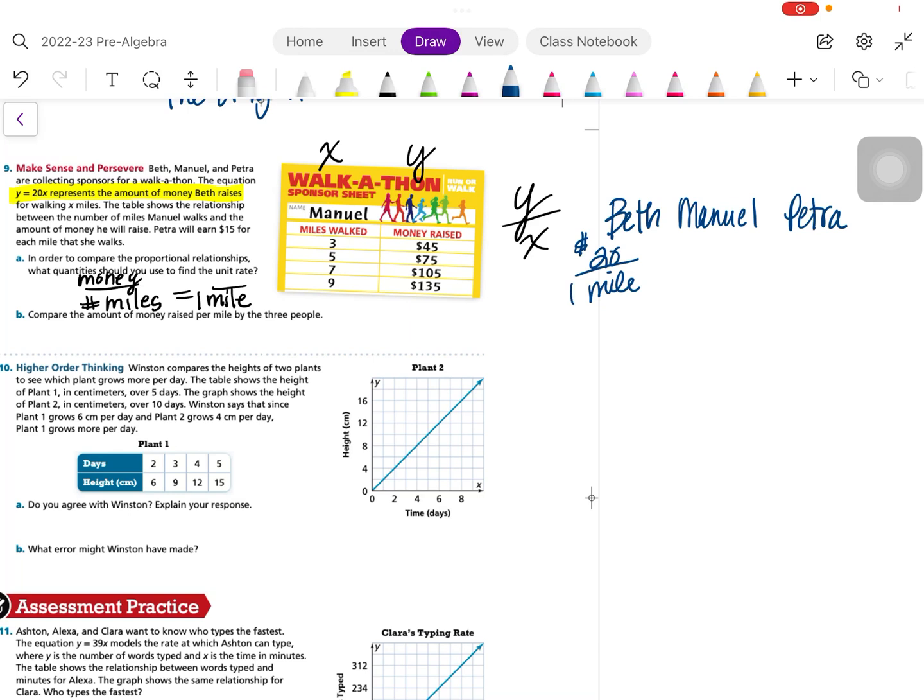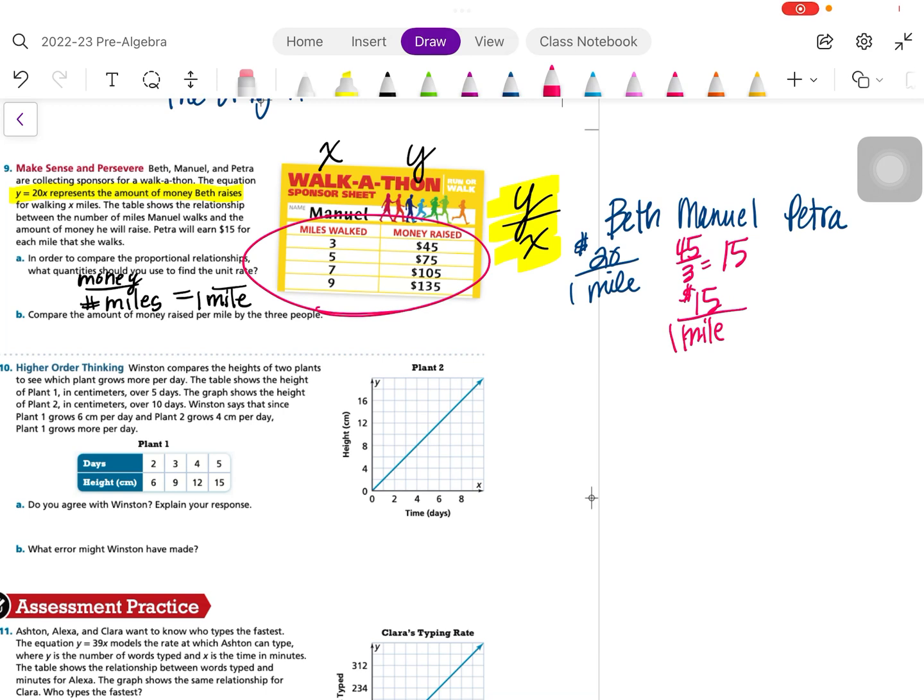Okay, let's go to Manuel. Manuel is represented in the table over here, okay? So this is Manuel right here in the table. He is raising $45 for 3 miles, $75 for 5 miles, so on and so forth. So remember, for a table, we're going to use our equation, y over x. So Manuel, we can use the first value that we see there, the 45 divided by 3, and I believe that's 15. So that means he is earning $15 per mile.